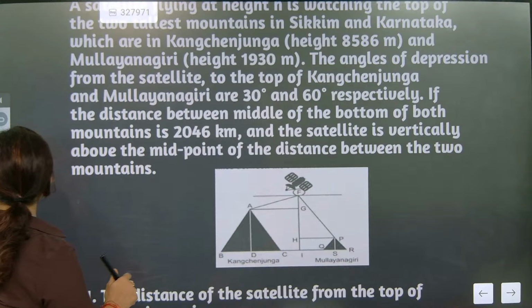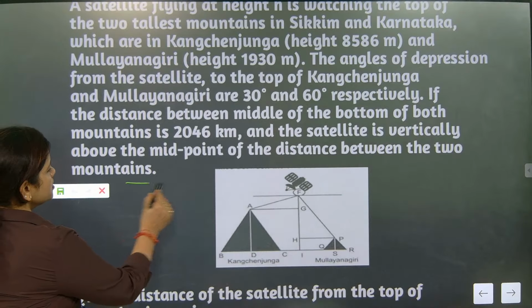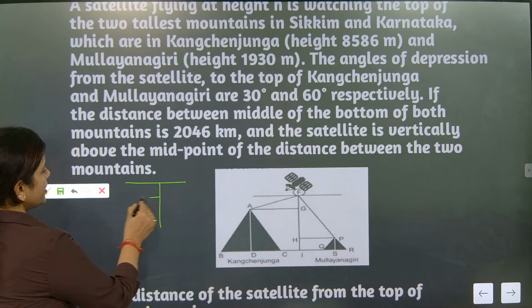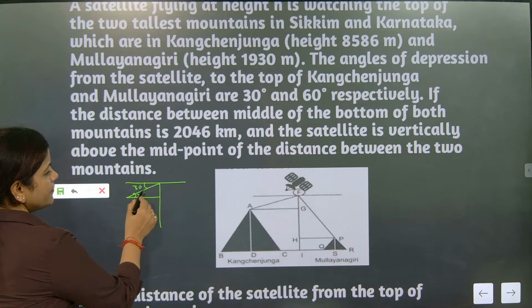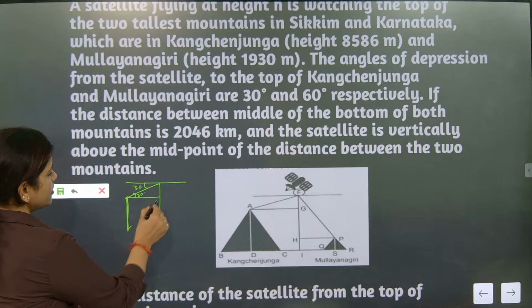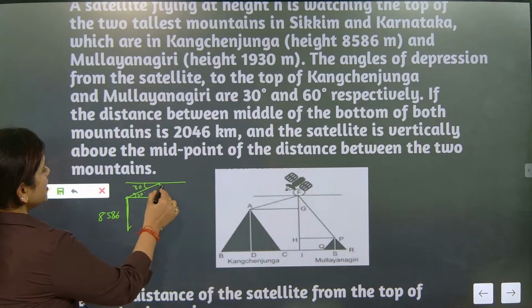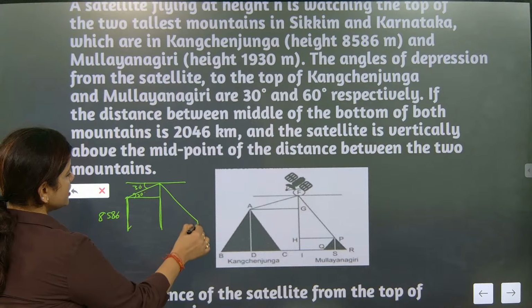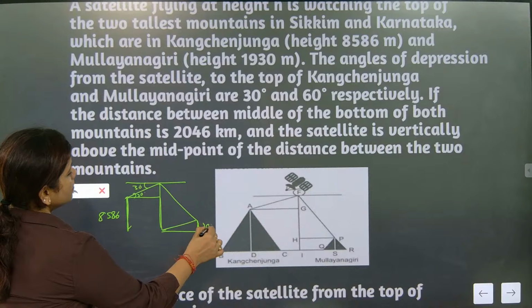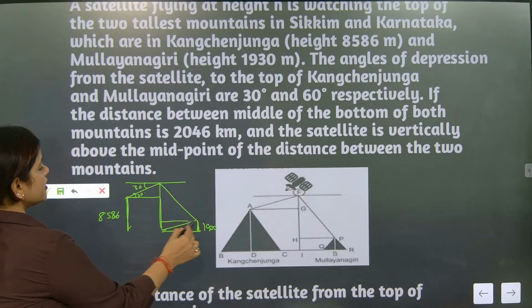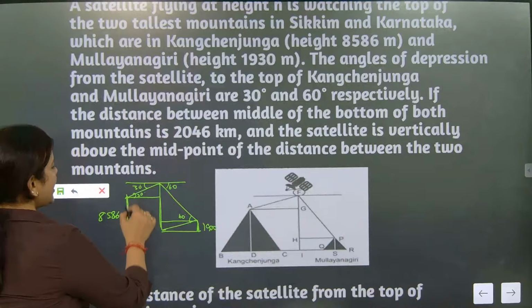So what is the final drawing? Did you remember the drawing? Please remember this drawing. Actually, this is coming like this. First, it will become like this. This is coming as 30 degree, and this part height is 8586. After that, this height is coming as how much? 1930. After that, yes, this is 60 degree, so this part will become 60 degree. So this height is given, 1930.